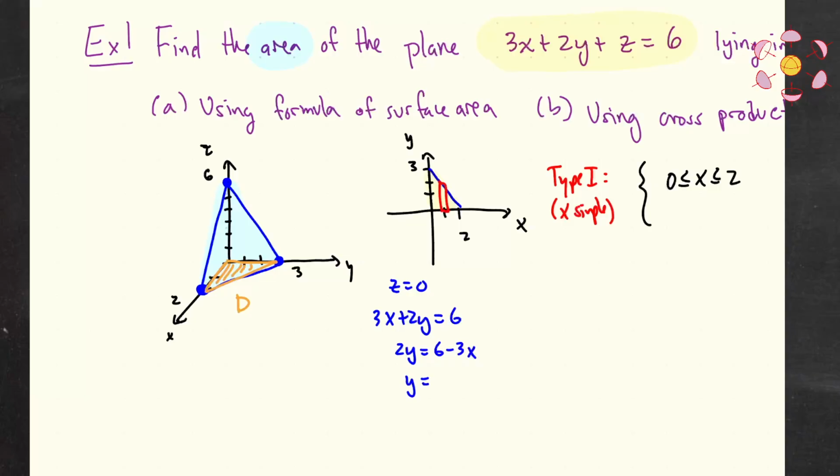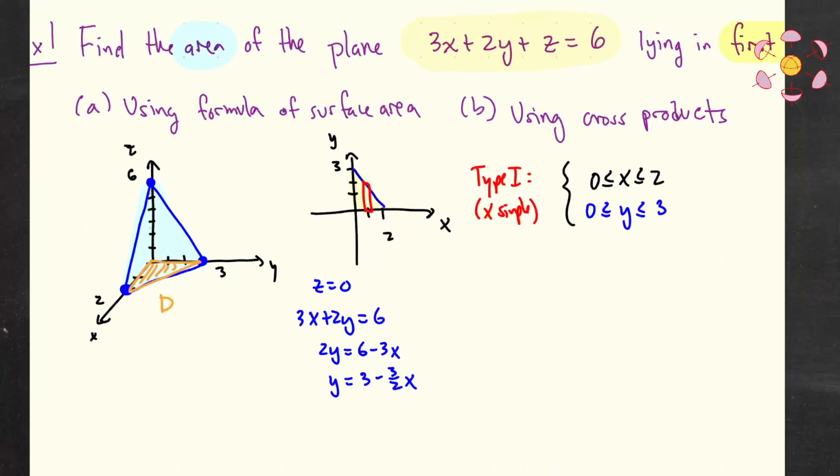Okay, so let's solve for y. Divide everything by 2. I've got 3 minus 3/2 x is our formula, which links up with the picture, right? Y-intercept is 3, and our slope is -3 over 2. So as a type 1 region, what's our lower bound for y? 0. And then the upper bound for y would be this curve. Okay, so that is how we will describe our domain D.